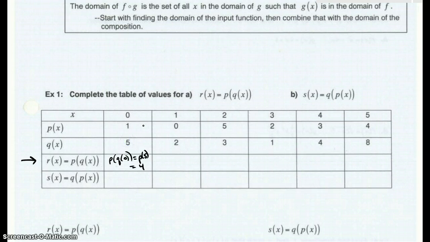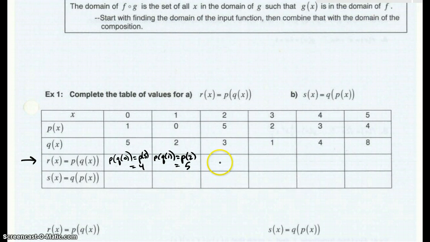Let's do another one. This time we're going to find p of q of 1. First thing you do is you find q of 1. q of 1 is 2. So 2 gets plugged into the p function, and p of 2 is 5. So that means that r of 1 is 5.